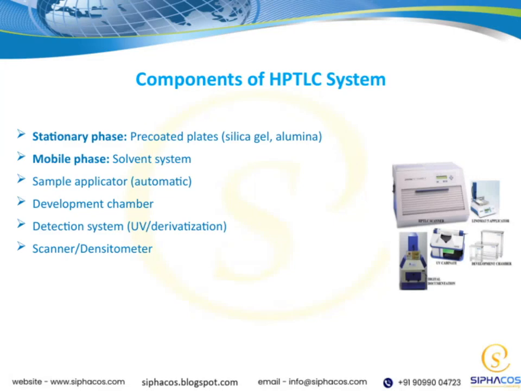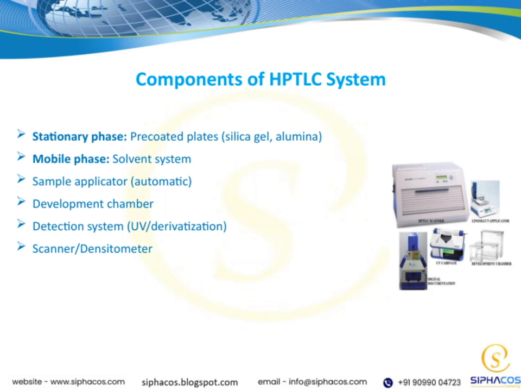Let's take a closer look at the components of the HPTLC system. First, we have the stationary phase, which consists of pre-coated plates made of materials like silica gel or alumina. These plates serve as the foundation where the separation occurs. Moving on, the mobile phase is essentially a solvent system that moves through the stationary phase, carrying the sample components along. Next, we have the sample applicator, which is often automatic, ensuring precise and consistent application of samples onto the plates. Then, there's the development chamber, where the plates are placed to develop the separation under controlled conditions.